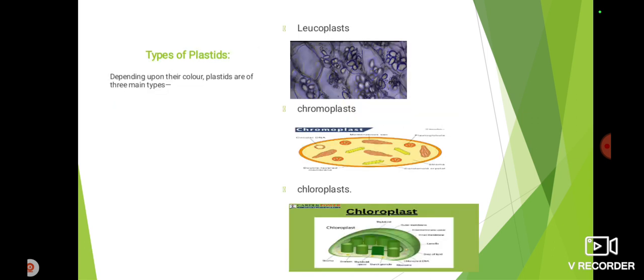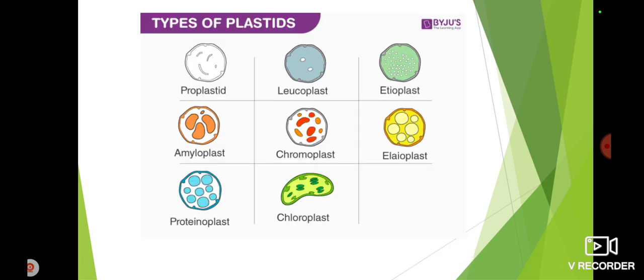Now, looking into the types of plastids, depending upon the color, plastids are of three main types: leucoplast, chromoplast, and chloroplast. So, the other types of plastids: proplastid, leucoplast, etioplast, amyloplast, chromoplast, elaioplast, proteinoplast, and chloroplast.